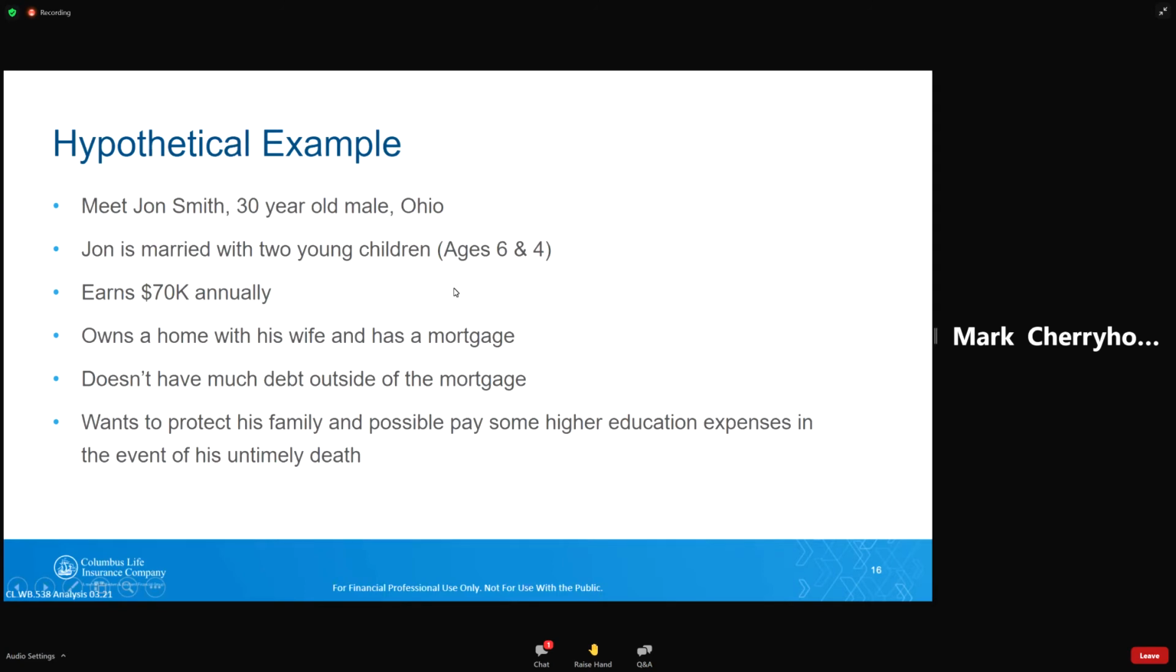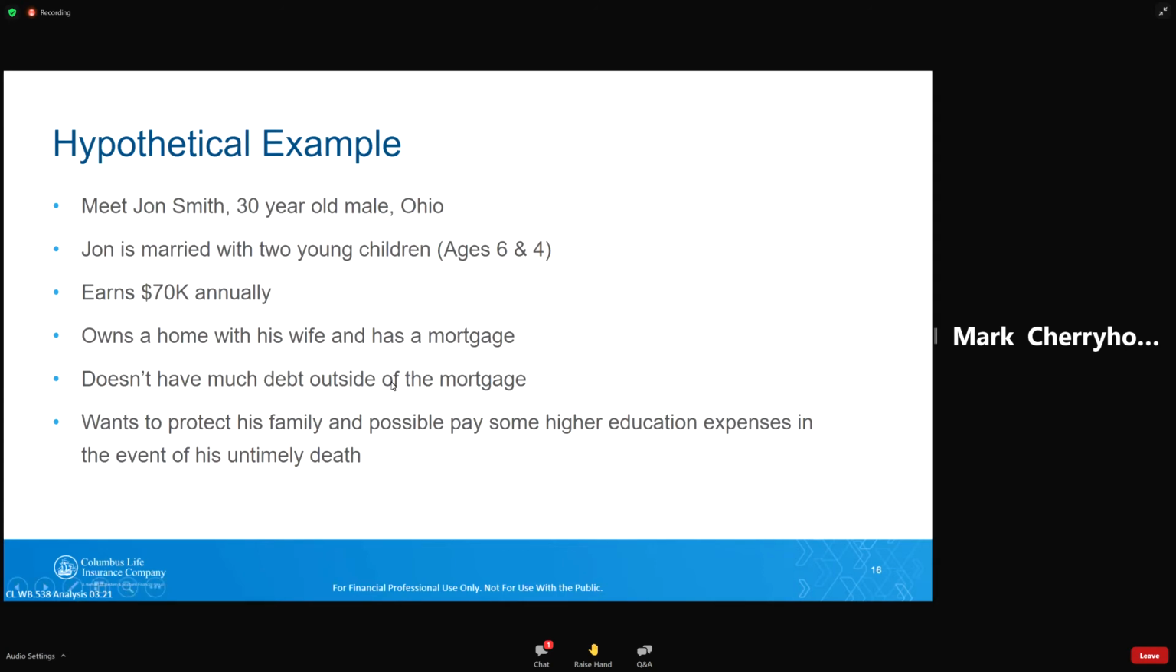He's making some pretty good money, $70,000. Owns a home. They got a mortgage here. Doesn't have a lot of debt outside the mortgage. That's usually the biggest financial commitment that you got when you're young. And you ask them those important questions. What's important to you? Where do you see yourself in 10 years? Where do you see yourself in 20 years? What would happen if you're not alive?